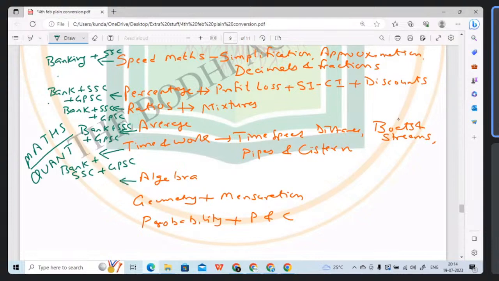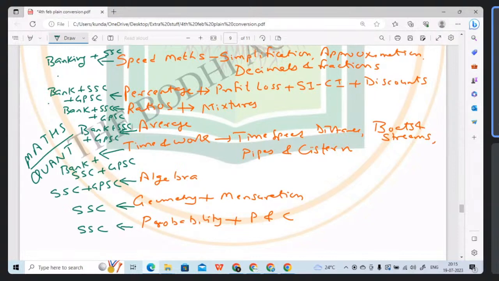Questions from algebra: in the banking examination, questions from algebra do not come. Only in Staff Selection Commission and GPSC do questions from algebra come. Now geometry and mensuration are only relevant for Staff Selection Commission. Probability and P and C are only relevant for Staff Selection Commission. For other exams, you need not read geometry, mensuration, probability, P and C. For other exams, only the above topics.